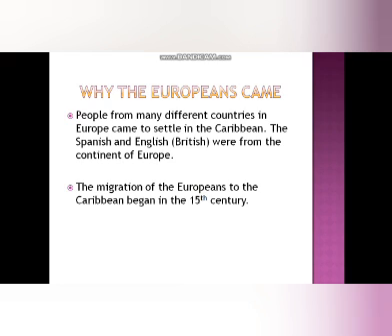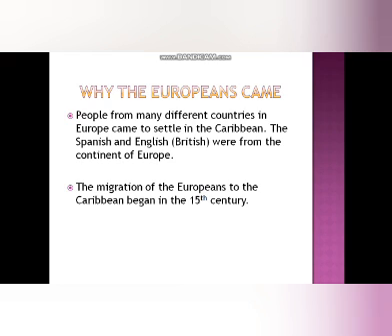So we want to know why the Europeans came to the Caribbean. People from many different countries in Europe came to settle in the Caribbean. The Spanish and English, which are the British, were from the continent of Europe, as we mentioned earlier.